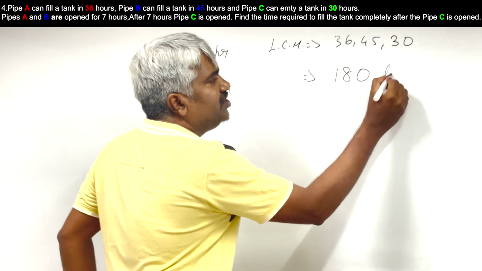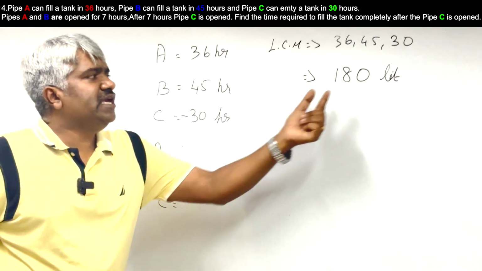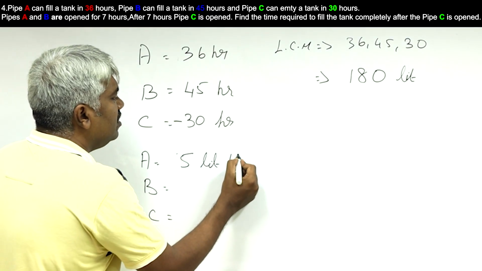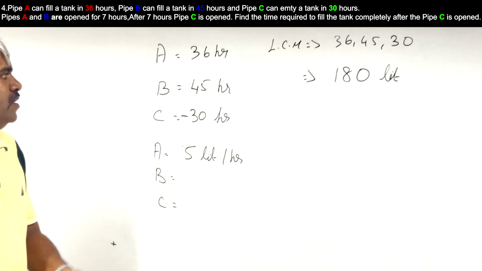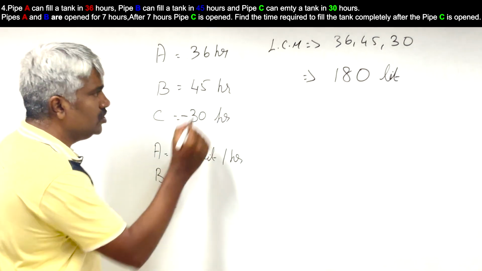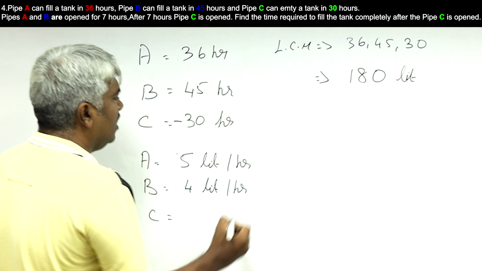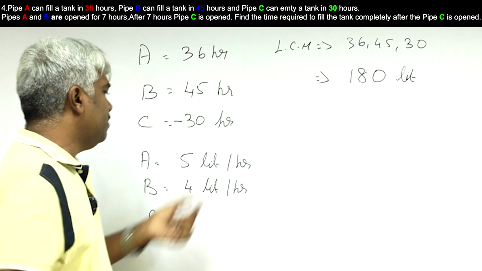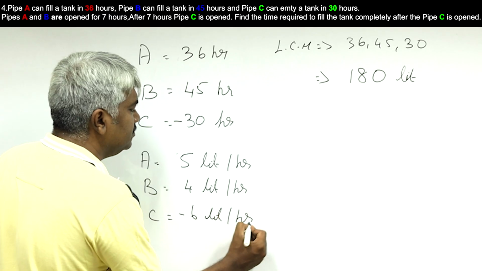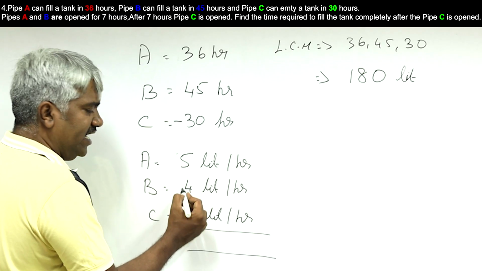Now this is the capacity of the tank. In 36 hours, pipe A will fill 180 liters, so pipe A can fill 5 liters in 1 hour. In the case of pipe B, it is going to take 45 hours to fill 180 liters, so 180 by 45 is 4 liters per hour. In the case of pipe C, 180 by 30 is minus 6 liters. Now, when all the pipes are open together, 5 plus 4 is 9, minus 6 is 3.